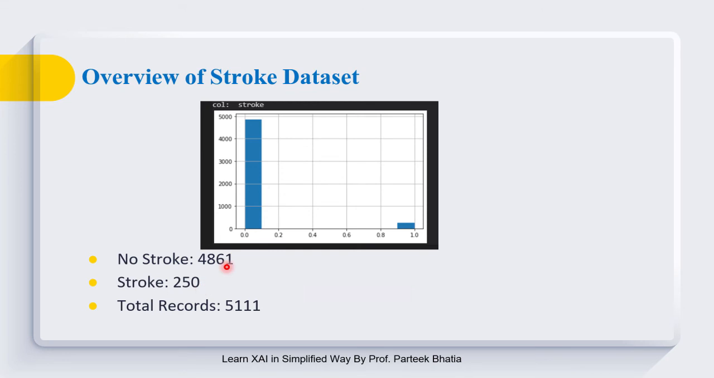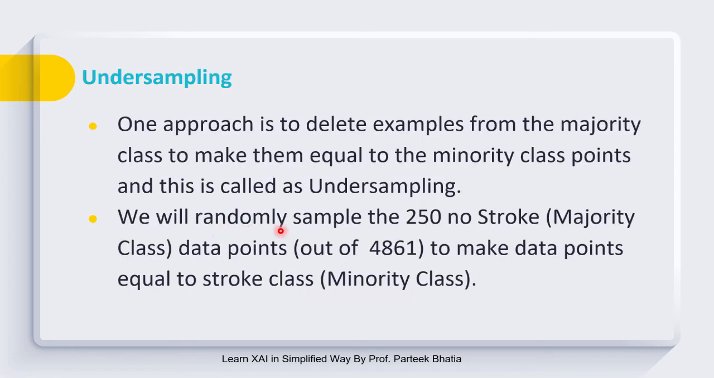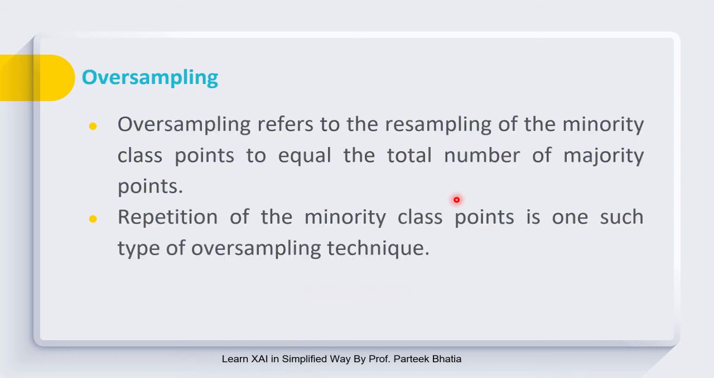It means we have to only select 250 records from no stroke and delete all remaining records of no stroke. So in order to achieve this, we have to randomly select 250 no stroke records, which is the majority class in our case, to make these data points equal to the stroke class. This way, both the classes will have 250 records, and this is the simple approach to balance the data. So if we delete the examples of the majority class to make it equal to the minority class, that approach is called undersampling. The other approach is oversampling.